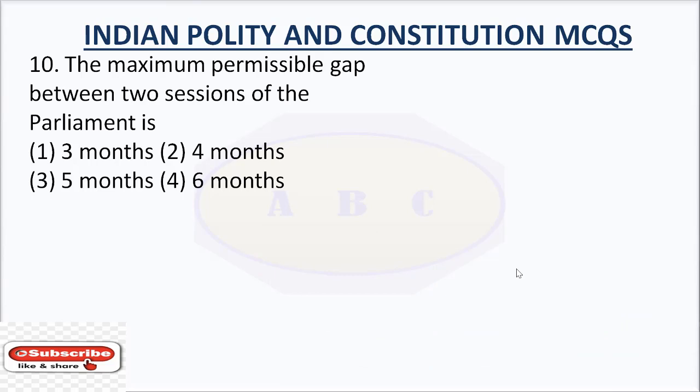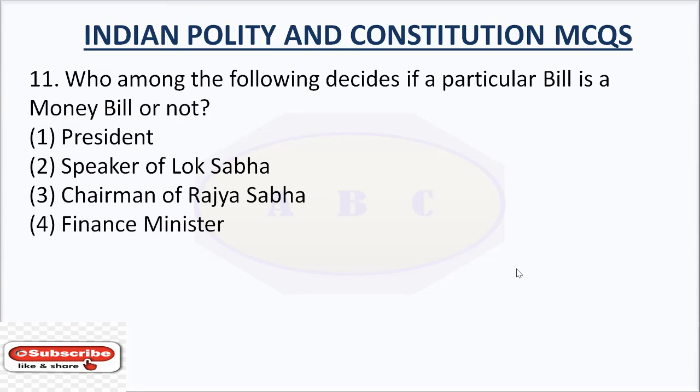Question number 10. The maximum permissible gap between two sessions of Parliament is option number 1, 3 months, option number 2, 4 months, option number 3, 5 months, option number 4, 6 months. Right answer is 6 months.